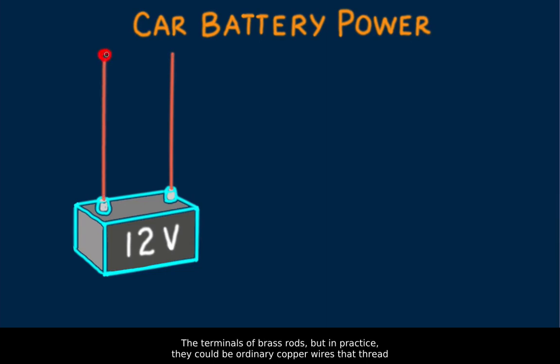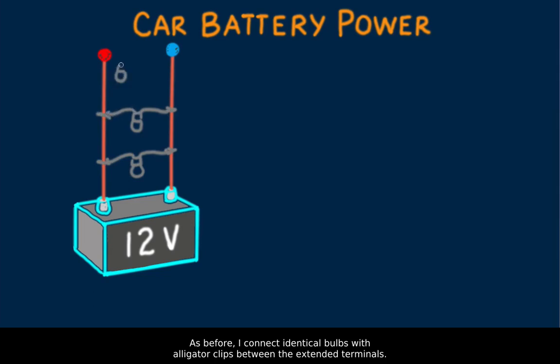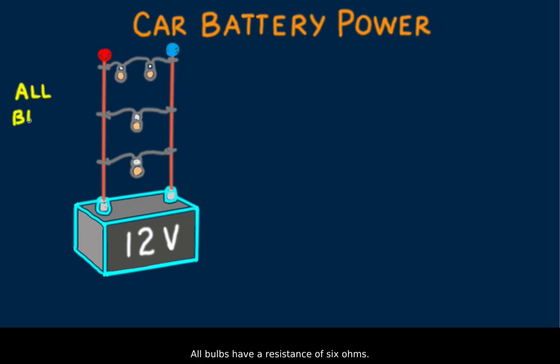The terminals are brass rods, but in practice they could be ordinary copper wires that thread from a power source to lamps and other devices that you find in your home. As before, I connect identical bulbs with alligator clips between the extended terminals. All bulbs have a resistance of 6 ohms.